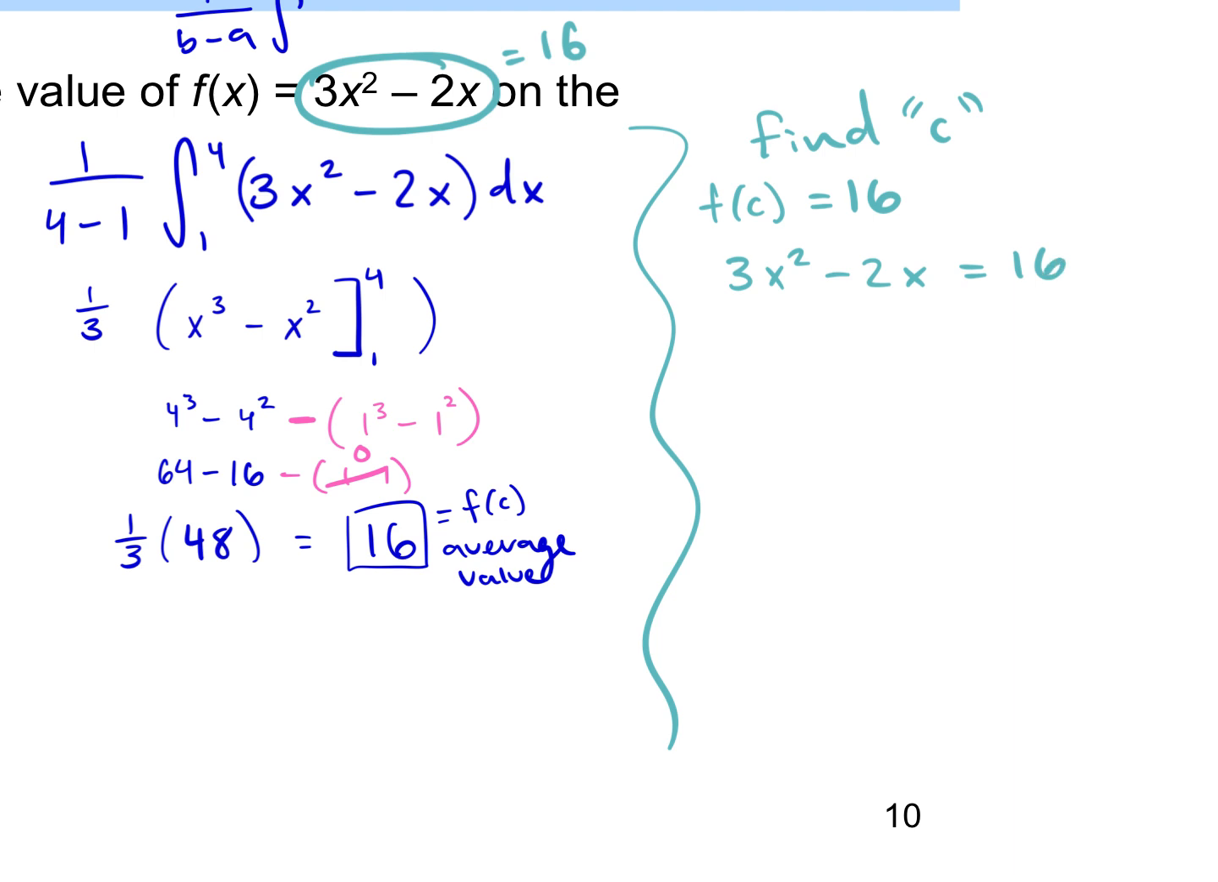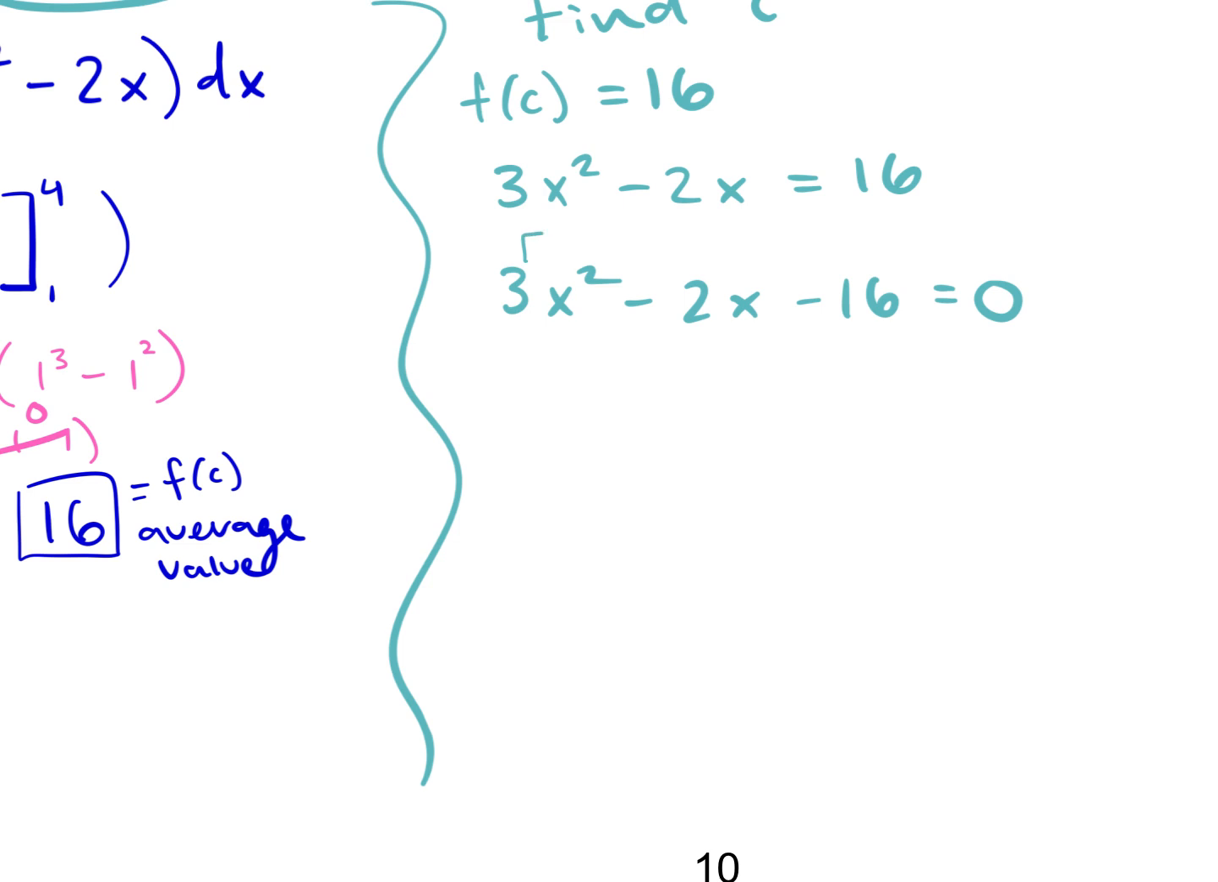How would I solve this? Why can I not take out an x? Because we have 16 on the other side. If we were going to take out a GCF, we would need it to be equal to 0. So let's move the 16 to the other side. We have 3x squared minus 2x minus 16 equals 0. Now that it's equal to 0, I could factor.